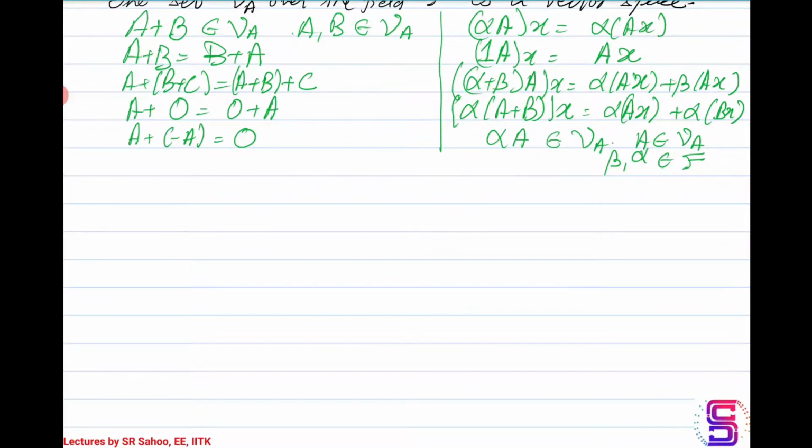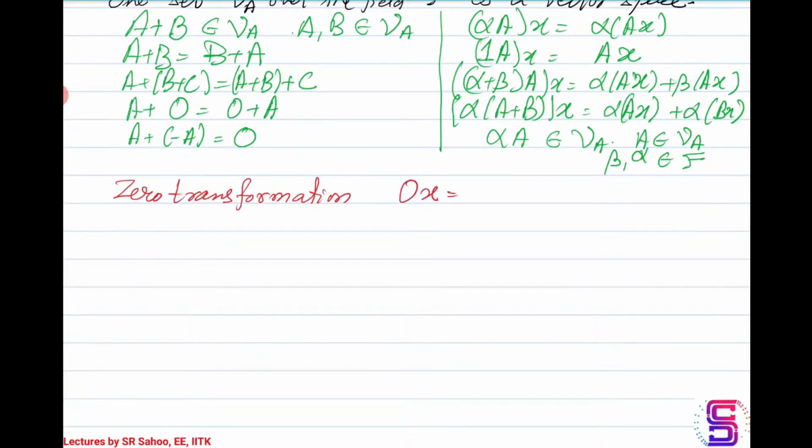Now, what is a zero transformation? A zero transformation is a linear transformation that maps every vector in the vector space to the zero vector. So 0x will always give you the zero vector. This is the zero transformation.